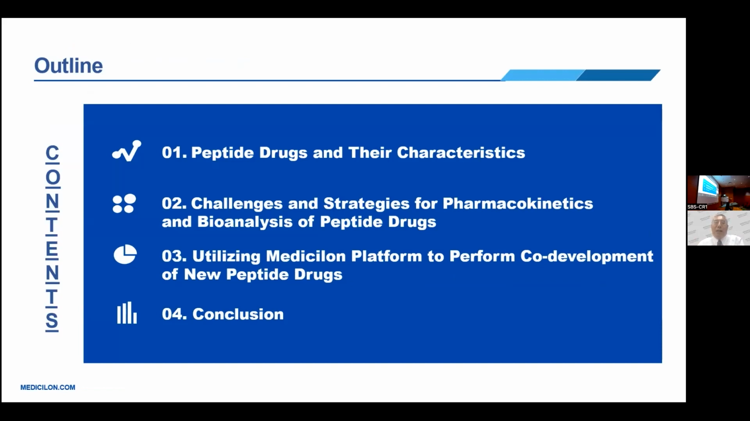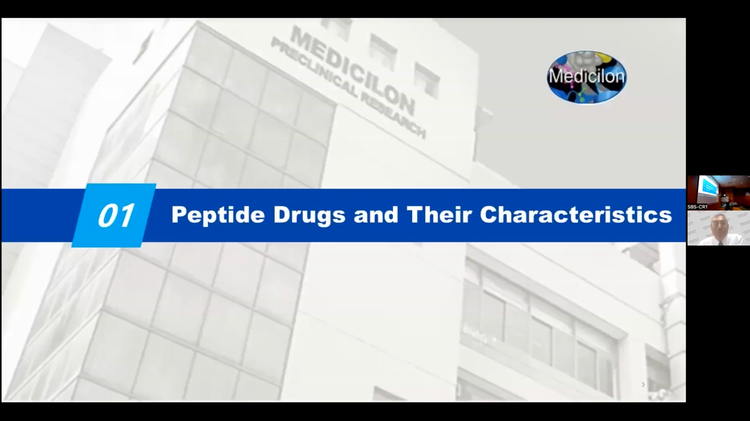Later I'm going to say a little bit about our medicinal platform. Maybe it could help those professors who have drug candidates to do co-development of peptide drugs in China. I'm in Shanghai now, and unfortunately I cannot go to Singapore, or else I would like to go there. So, very quickly, a little bit of information about peptide drugs and their characteristics.